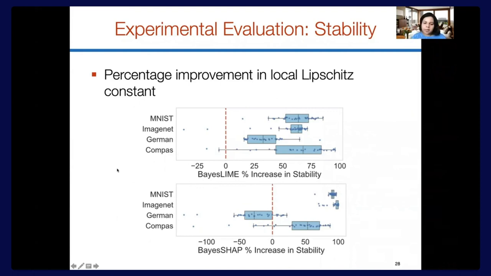In the case of Bayes Schapp, in one case there is a little bit of a dip that we are still trying to probe. In a lot of other cases, of course, there is a huge improvement in terms of stability. So we have also tried to address that problem to some degree, right?